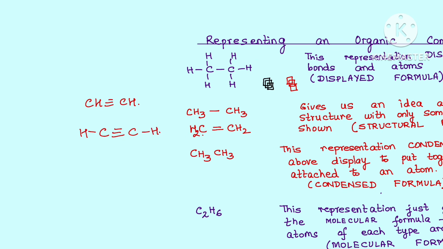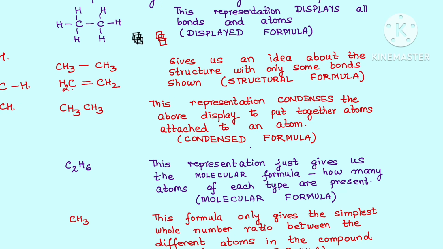Now, how do I put it as a condensed formula? The same thing, but here because there is the presence of a triple bond, we will show the bonds like this, CH triple bond CH. So what we've done is we've condensed the display to put together atoms attached to a carbon or another atom. Hence the name condensed formula.